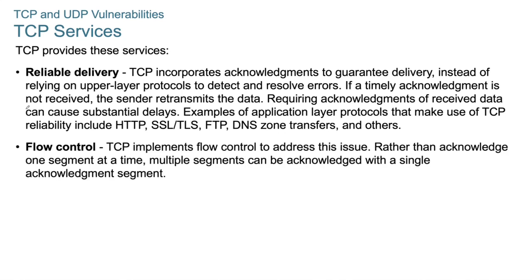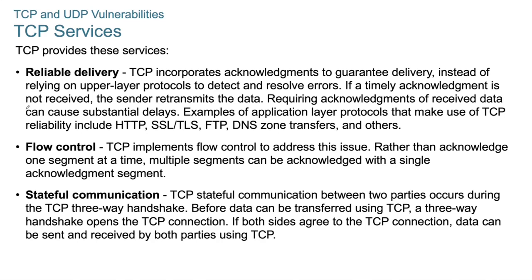And then there is stateful communication. As we already discussed, for every packet the routers maintain the state: what the sequence number of the packet is, and whether that packet is successfully transmitted or not. This TCP stateful communication between two parties occurs during the three-way handshake. Before data can be transferred using TCP, a three-way handshake opens the TCP connection, and then it starts sending the packets.